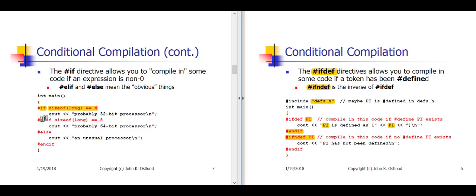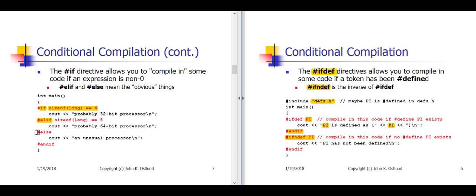Otherwise, notice that following our pound if, we can have a series of pound elifs, which simply means else if. So else if the size of a long is 8, we'll pass along this statement saying that this is probably a 64-bit processor.